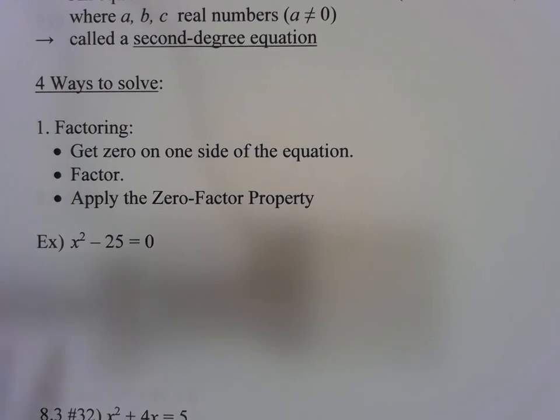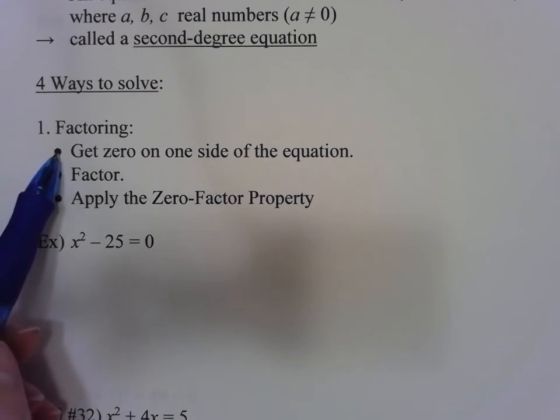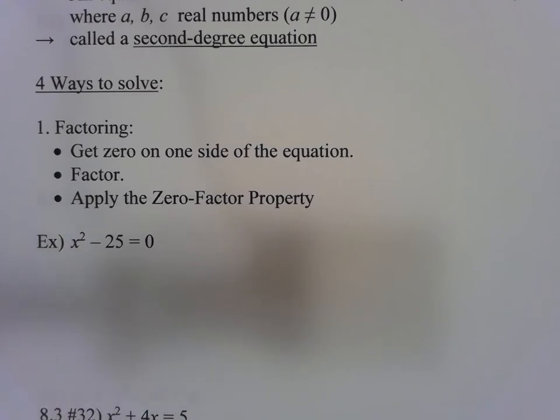So we've talked already about factoring, but just to give you a quick review. To solve by factoring, I need to get 0 on one side of the equation. I'm going to do my factoring, and then I'm going to apply the 0 factor property, or the 0 product property. It has a couple different names. That's the part where we set each factor equal to 0 so that we can get all the possible solutions to the equation. All right, so let's try that out.